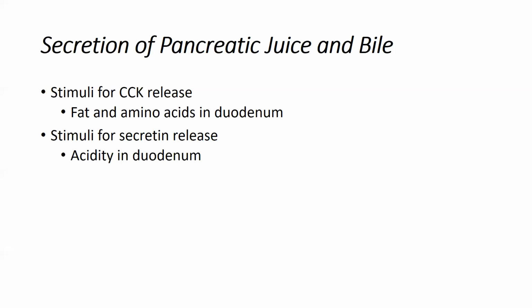Why specifically fat? All right, we'll get to that. So the stimulus for CCK is fat and amino acids in the duodenum, and the stimulus for secretin is the acidity in the duodenum. So excess acid is going to potentiate secretin. That makes sense because secretin's role is bicarbonate. So if you have lots of acid, we stimulate secretin. Secretin is going to release bicarbonate to neutralize that acid.